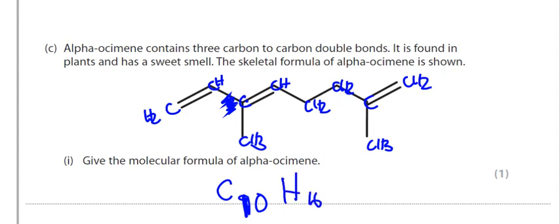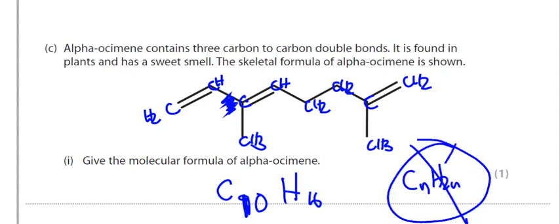So 16. You might want to know why this doesn't follow the formula CnH2n for alkenes. Because CnH2n is the formula for monounsaturated alkenes. That means the alkene should only have one carbon-carbon double bond, not polyunsaturated alkenes. CnH2n is the formula for monounsaturated alkenes.